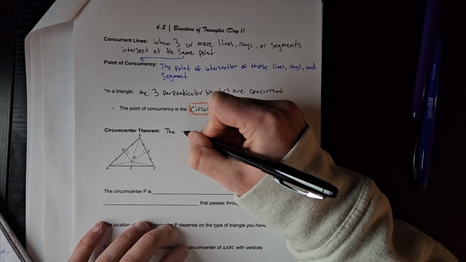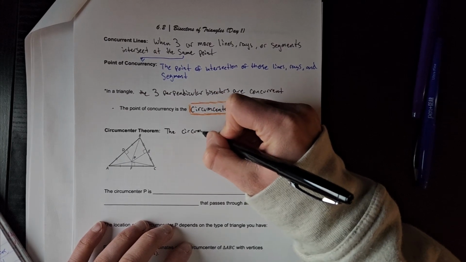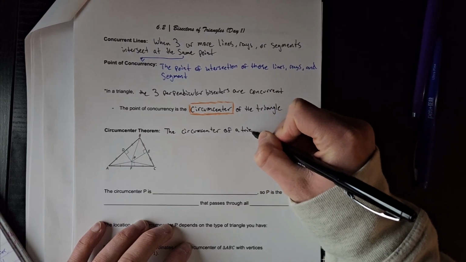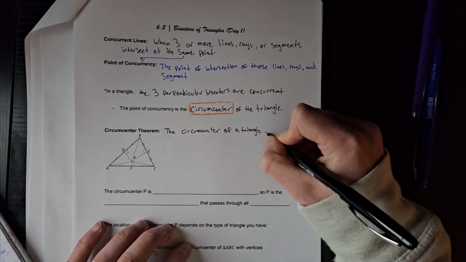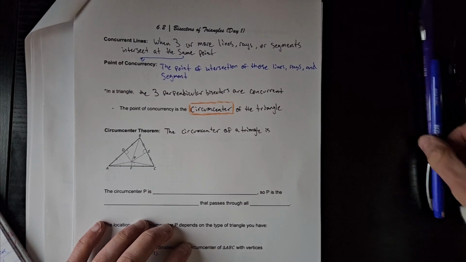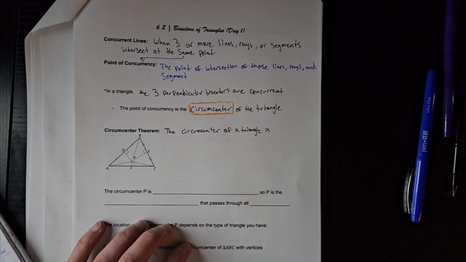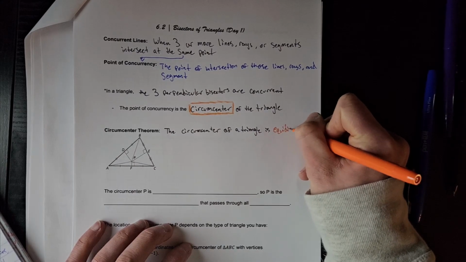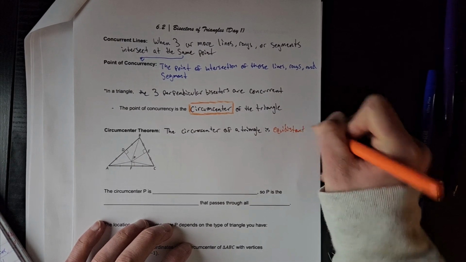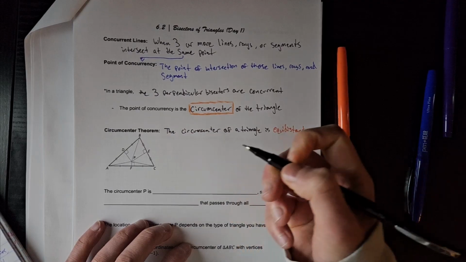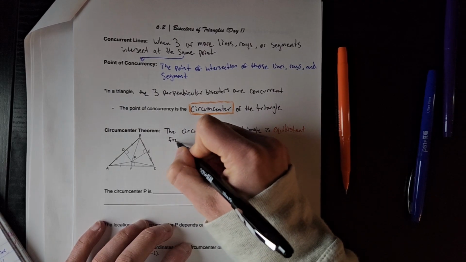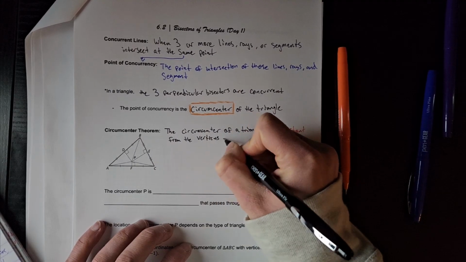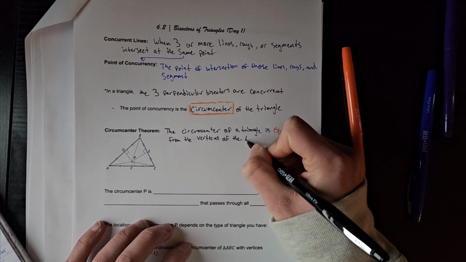We have that the circumcenter of a triangle is, I'll use a different color, orange. I'll copy what's in my notes. It is equidistant from the vertices of the triangle.